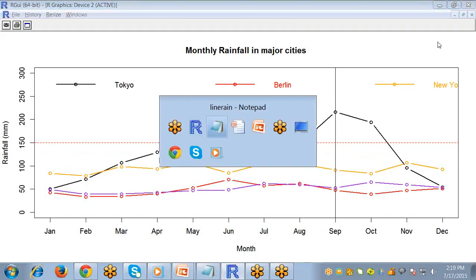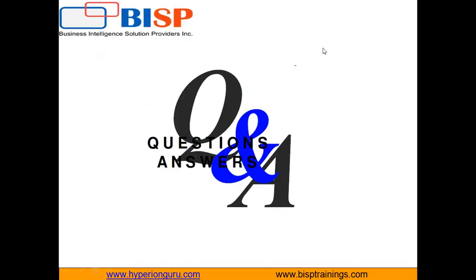So this is how you can work with line charts in R. You can do so many customizations with legends and with the grid lines also. So this is how a line chart works.